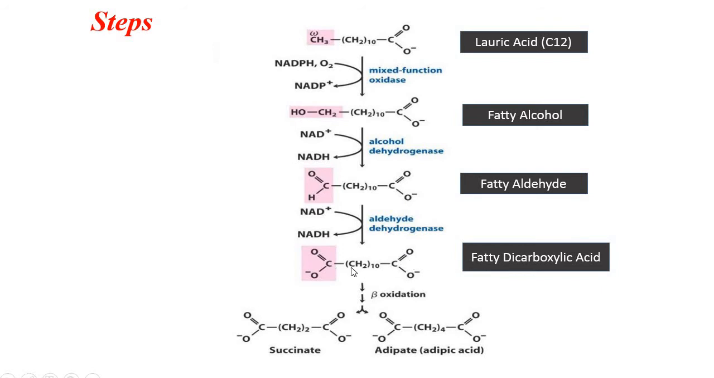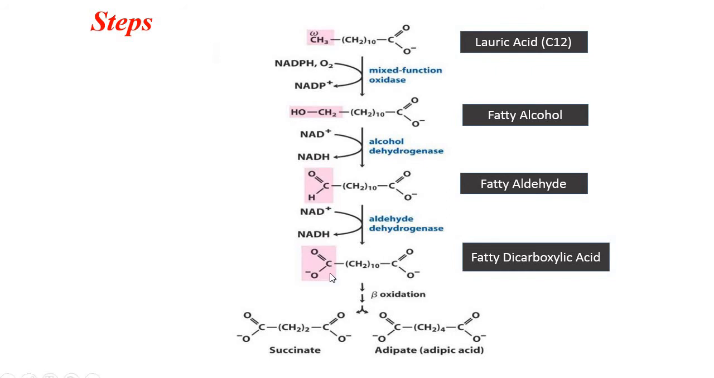The important thing to be noted here is that there is a production of 2 NADH at each of the steps, and this NADH will produce ATPs, as we have already discussed that 1 NADH will produce 2.5 ATP. So here there is a production of 2 NADH, so it produces ATPs also.